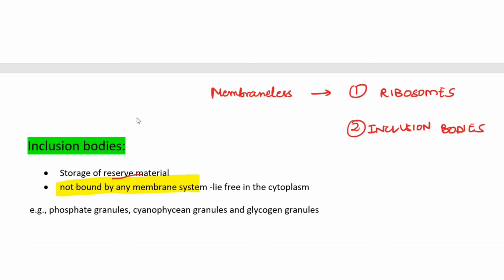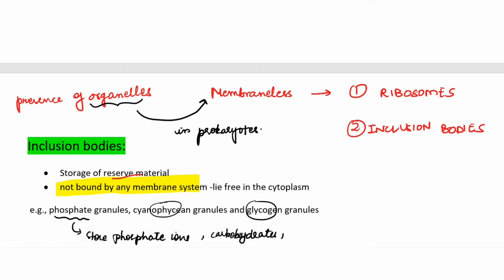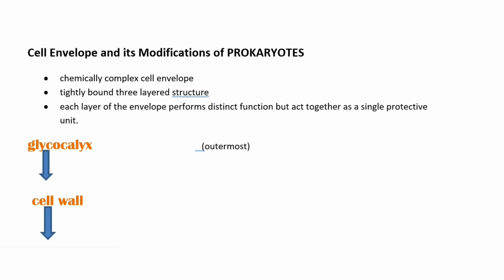So presence of organelles in prokaryotes: yes, organelles can be present, but membrane bound organelles are absent. Membraneless organelles, yes, they can be present. So understanding the meaning is important. Examples of inclusion bodies are phosphate granules which store phosphate ions, cyanophycin granules, and glycogen granules which store glycogen or carbohydrates. Now prokaryotes have a unique cell envelope, and this cell envelope is modified into different forms.